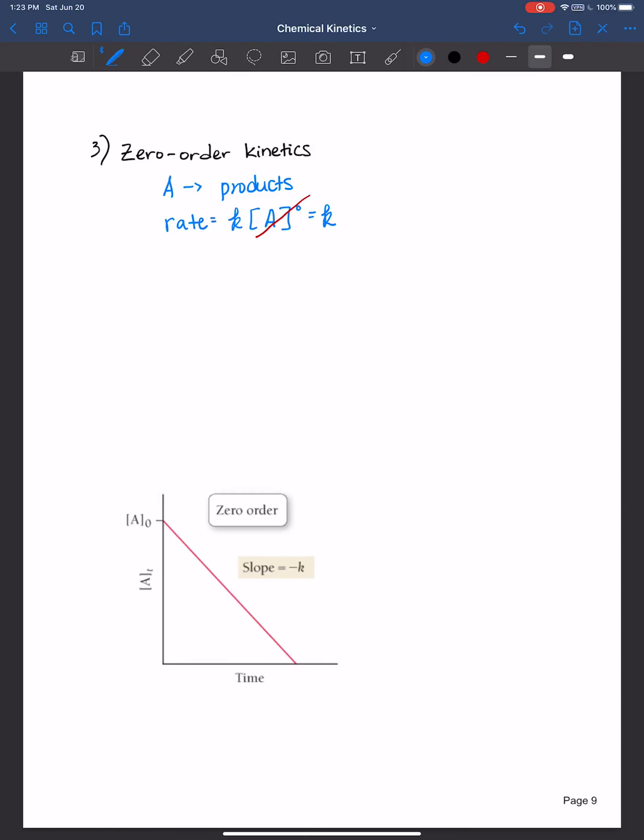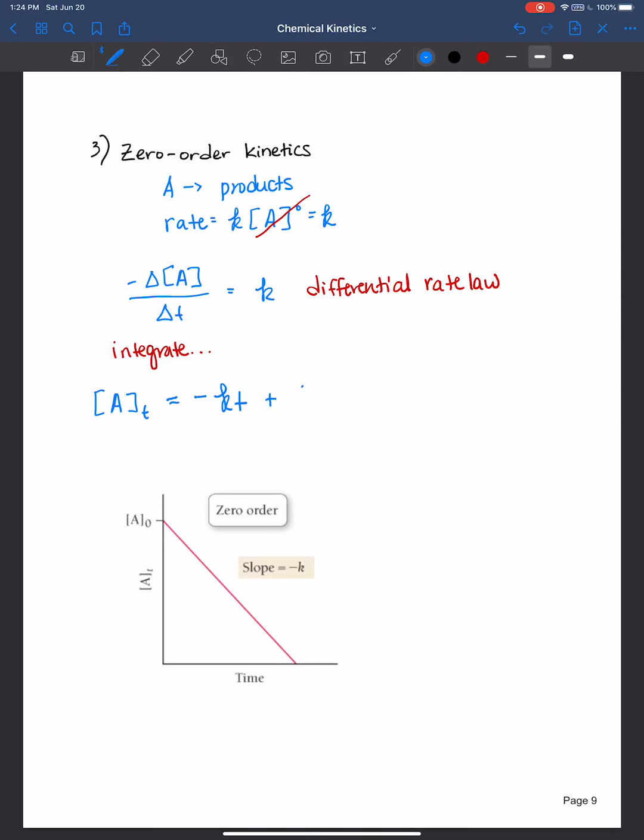So if we set that to the reaction rate, the change in concentration of A over the change in time is equal to k. This is your differential rate law for zero order kinetics. We're going to integrate that to get the integrated rate law. For zero order kinetics, it's the concentration of A at a certain point in time is equal to negative kt plus the concentration of A initially.